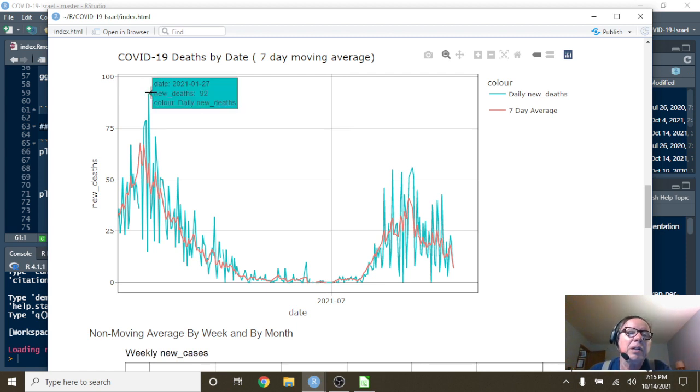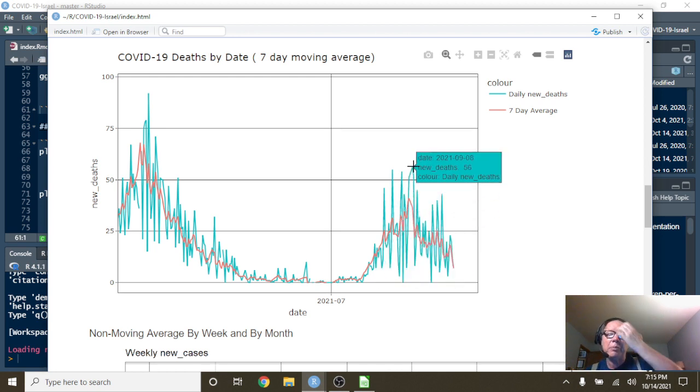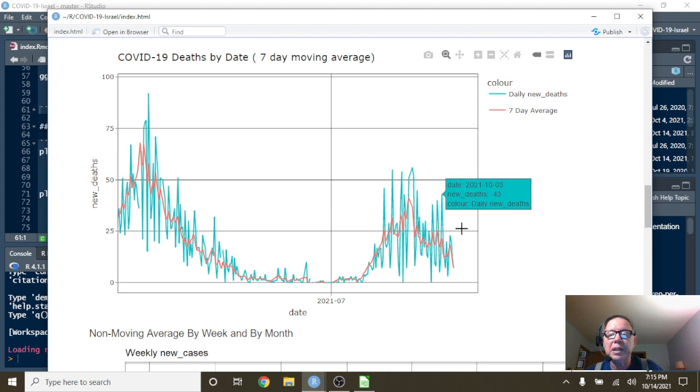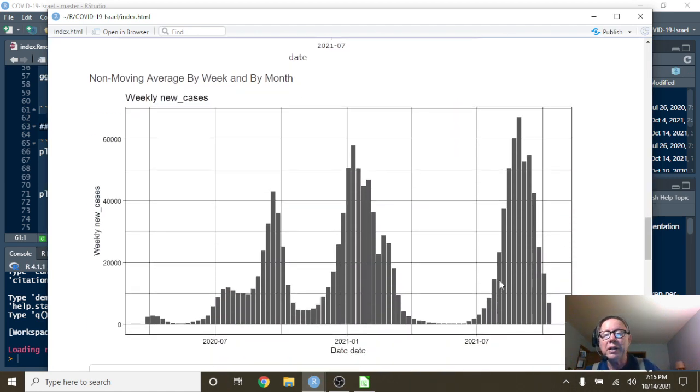Okay, we can see over here, deaths spiked on January 27th at 92 deaths. And by October the 6th, that number was down to 7. But you can see again, you had this 2 or 3 month period when your deaths were like low double digits or single digits even. Then you had this spike back up on September the 8th at 56 deaths. And currently, as of 10/13, the average number of deaths is 7 per day. So those are pretty doggone good numbers, Israel. Okay, let's be honest about this.